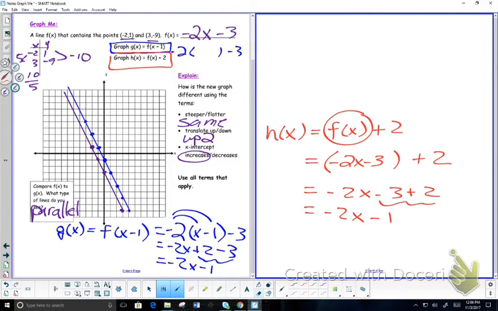Is that in HK form or is that in slope-intercept form? If it's in slope-intercept form, that means they must have given you the slope and an intercept. So what's the intercept? Negative 1. Negative 1, so I'm going to go over here and I'm going to put negative 1.